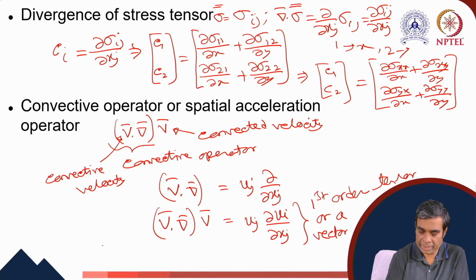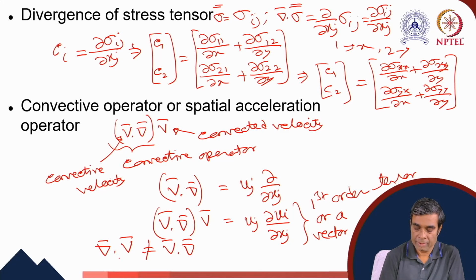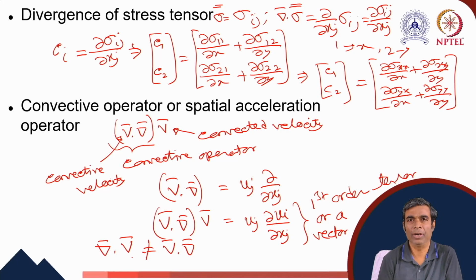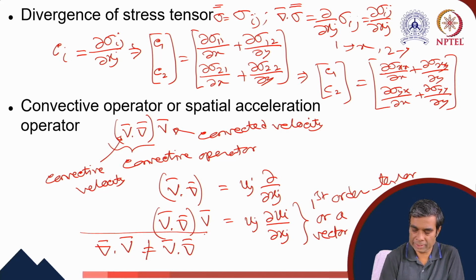It should be remembered that divergence of velocity and v bar dot del are different quantities. So del dot v is not equal to v bar dot del, else the continuity equation for incompressible flow would be just meaningless. So this is a very important observation, that these two quantities are different.